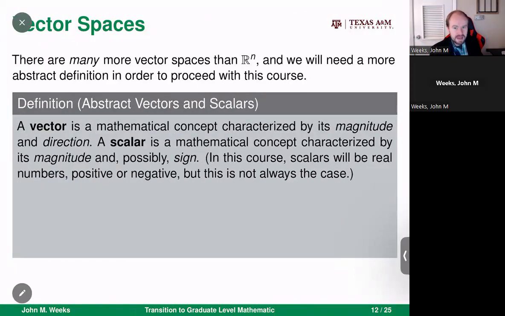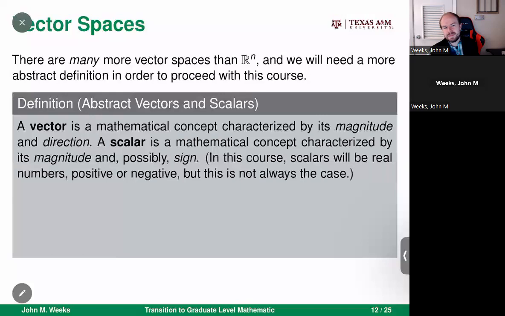All I know is that it is a concept that could be embodied by the real numbers, but it does not have to be. A scalar is also a mathematical concept that's characterized by its magnitude and possibly sign. When we say sign, we mean like plus or minus. In this course, scalars are just going to be the real numbers, at least in general. At some point, we'll talk about things in which we can make the scalar field maybe something else. But for now, we're going to stick with the real numbers.